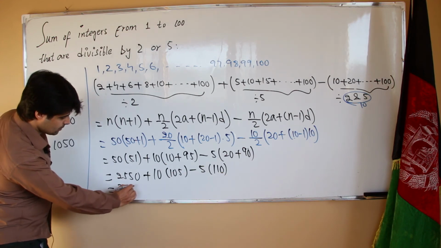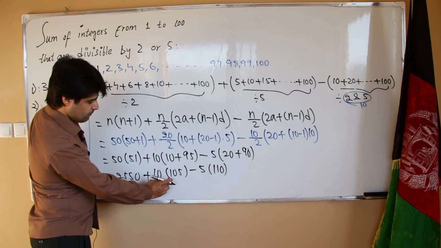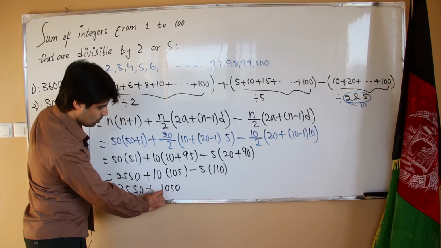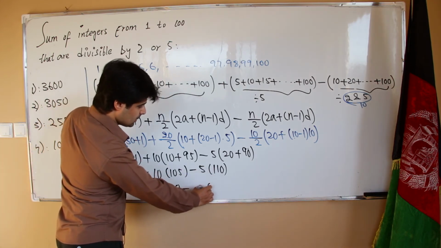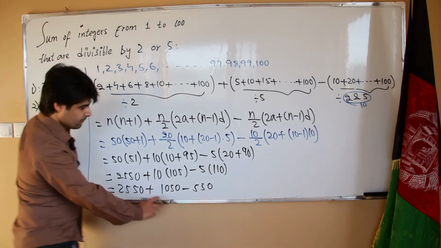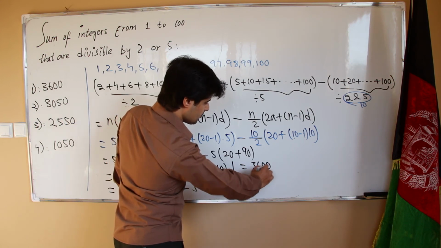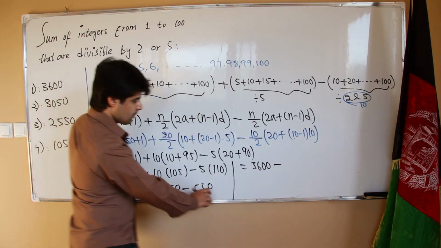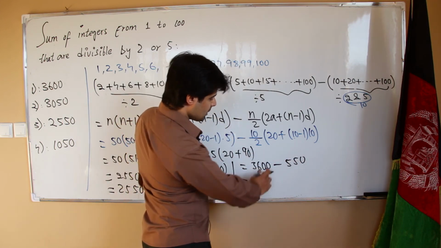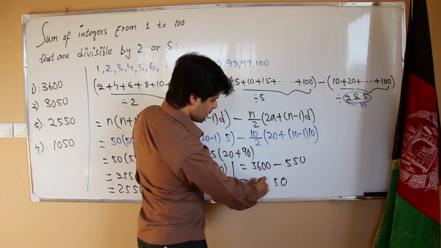Now we have 2550 plus, you can multiply these both terms, it's 5,250, minus, and this one 550. You can have the summation of these two. It is 3600 minus 550. Now you can subtract these both terms. It's 3050.